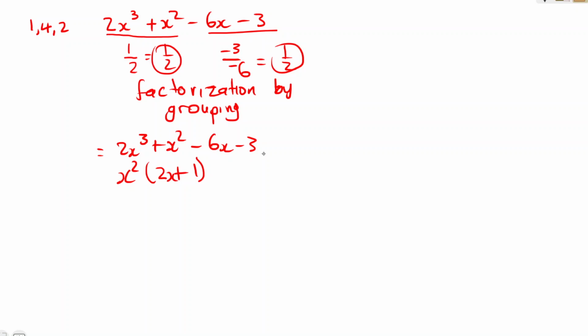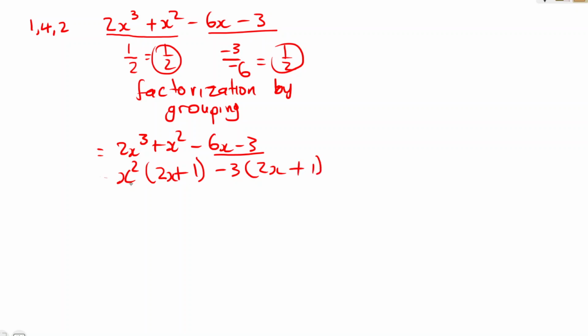So you look at the last two terms. If you take out a common factor here, which is negative 3, you'll be left with a positive 2x, so that if you multiply negative 3 by 2x, you're going to get negative 6x. If you take out negative 3 from negative 3, you'll be left with positive 1.